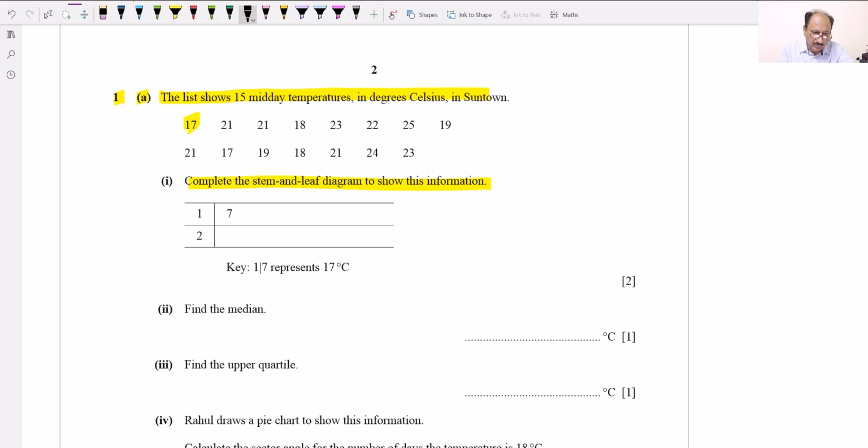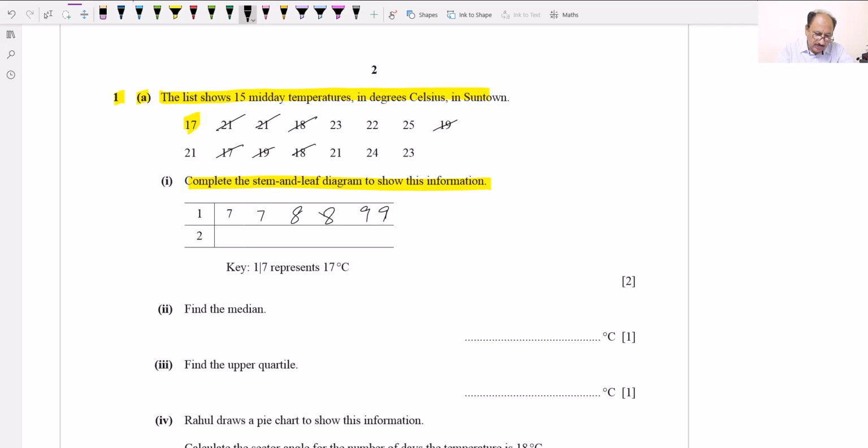This is one more 17, so we will write here 7. Then we can have 18 and 18, so 8 and 8. Then we have 19 and 19, so 9 and 9. This is done. Now for the 20s we can check 21, 21, 21.